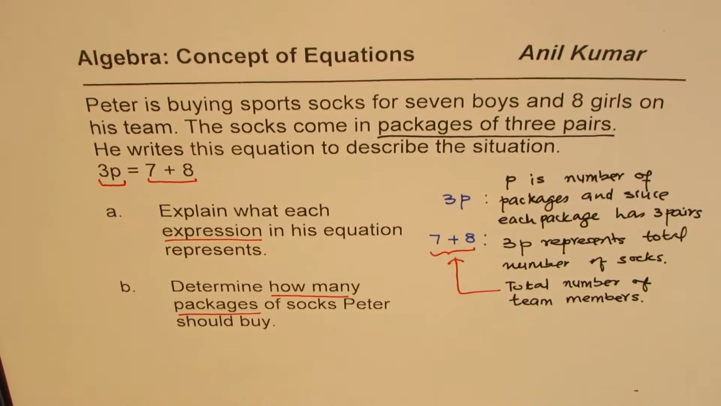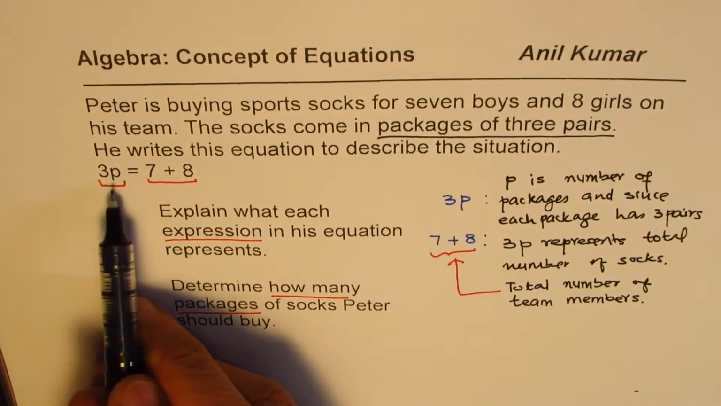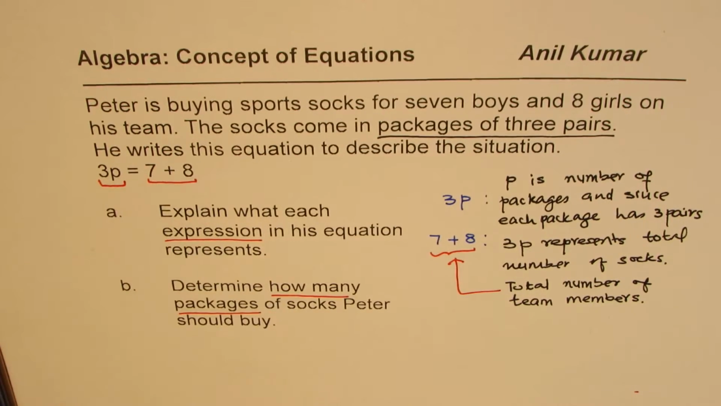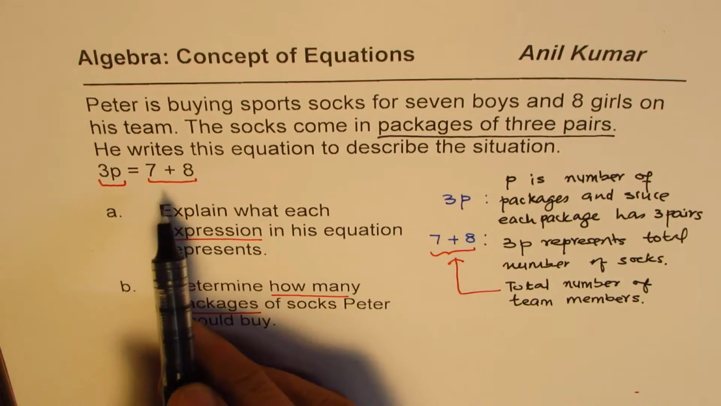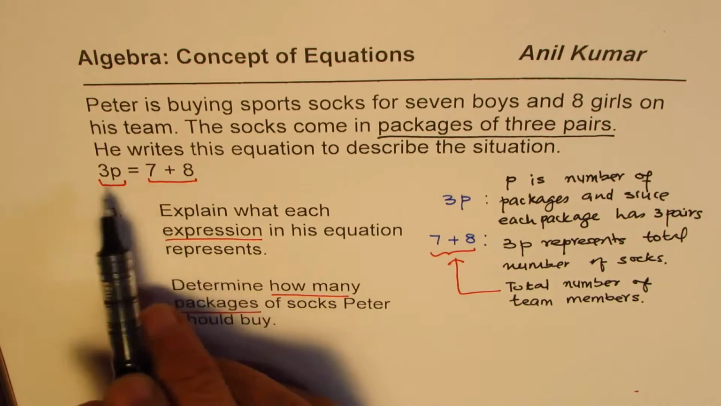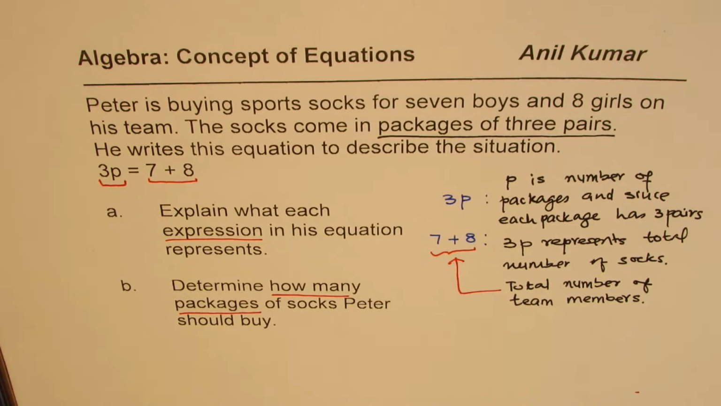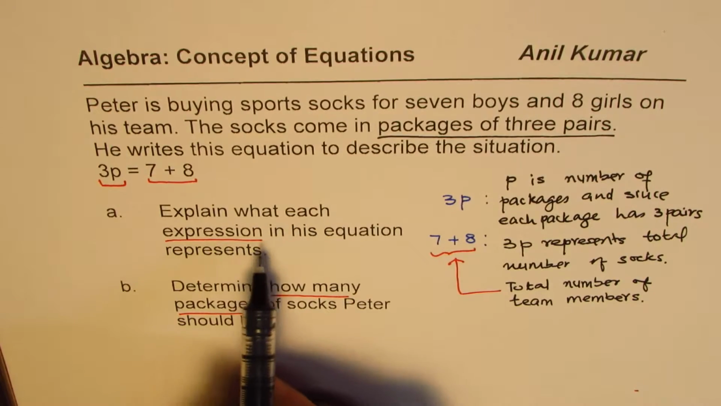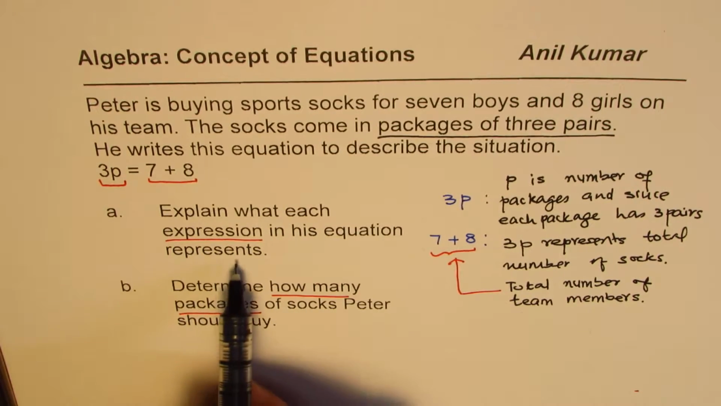You need a pair for each, right? So 3p will give you the total number of pairs, and 7 plus 8, we equate them with the total number of team members so that everyone gets one. So that's the whole idea. That is how you can explain what each expression in his equation represents.